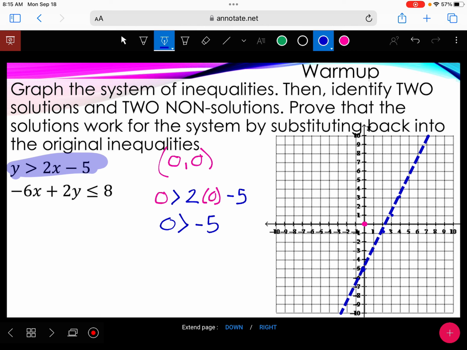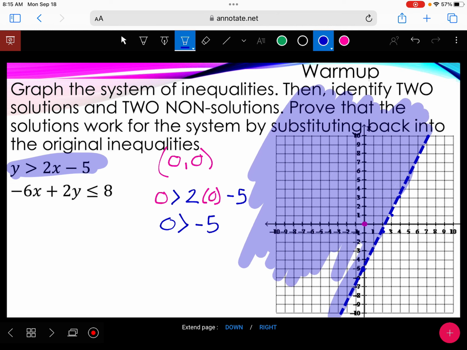Is 0 in fact greater than -5? Yes. So are we shading above or below? Above, because this point is above. So we're shading everybody above. So it looks something like this.